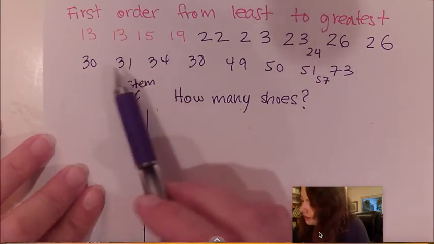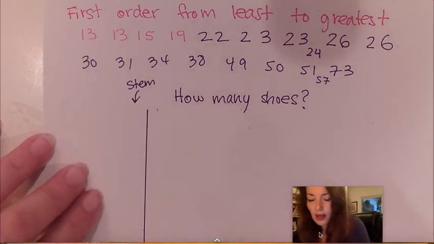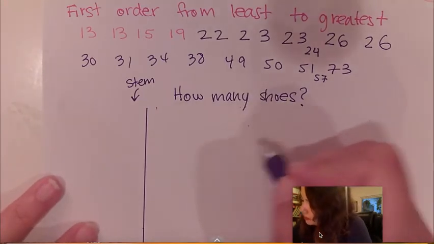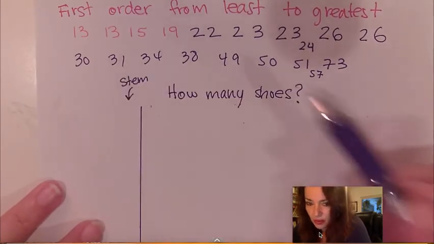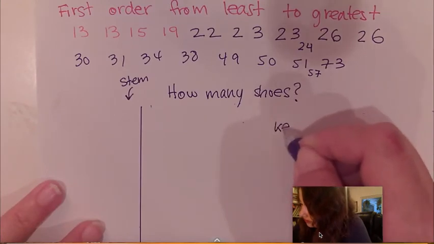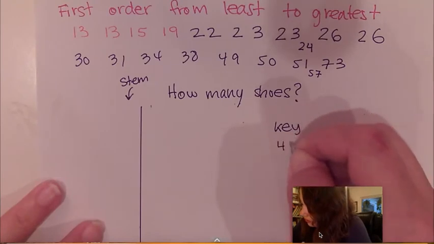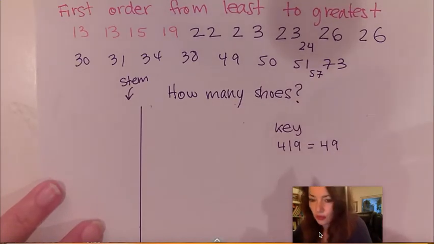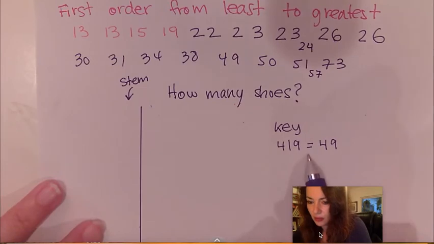So because I have numbers that are listed from 13 to 73, I'm going to create a key. So what does a key mean? It tells the person that's looking at the graph how to read the numbers. So for example, you can choose any number from your data or not even from your data to make a key. So I'm going to write key here, and I'm going to say, for example, 4|9 is equivalent to 49. So that when someone is looking at your stem, they know what the numbers represent.